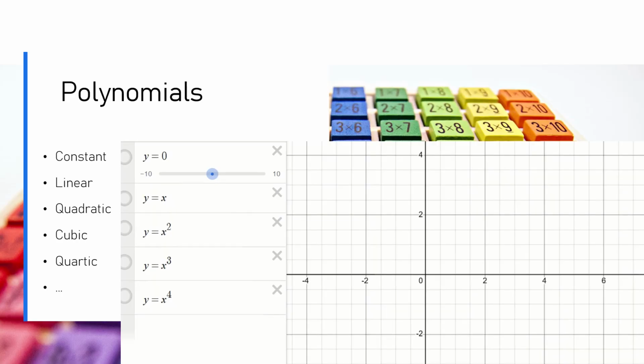For polynomials, we have our increasing degrees. So you start with a constant. There's your parent function for a constant. It's a flat line. Then linear. And then after that, you have quadratic with x squared. The next one you have is cubic with x cubed. And the next one is quartic with x to the fourth. Polynomials keep on going on, but we're not going to see a whole lot more than that here.